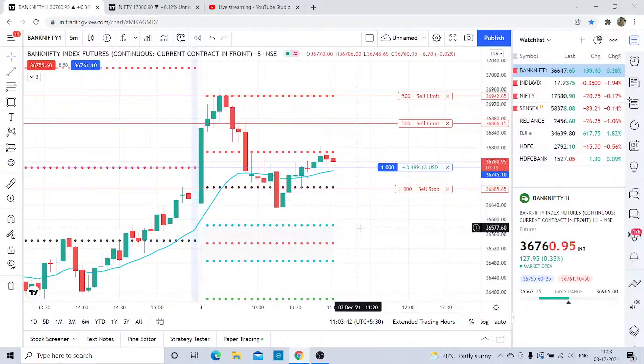By looking at the CPR and looking at the trend of the market, we can say that this will go high. It will touch today's first candle's high or today's high. So let us see what will happen.